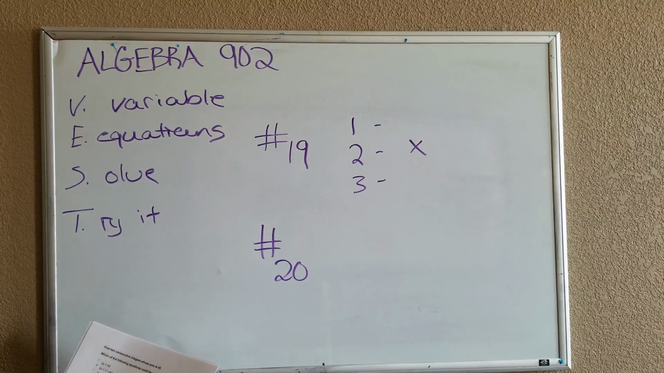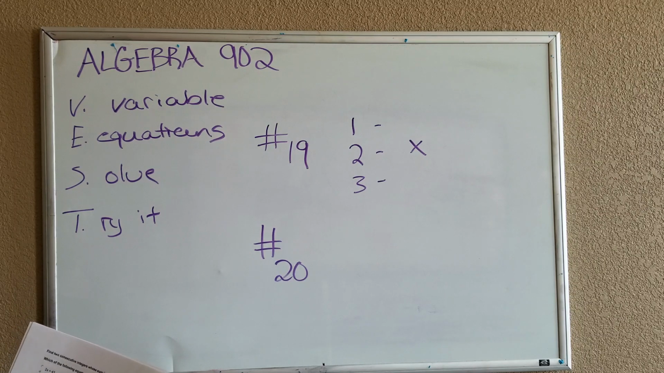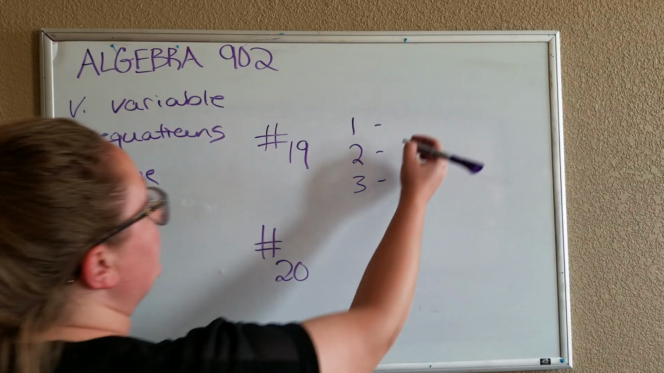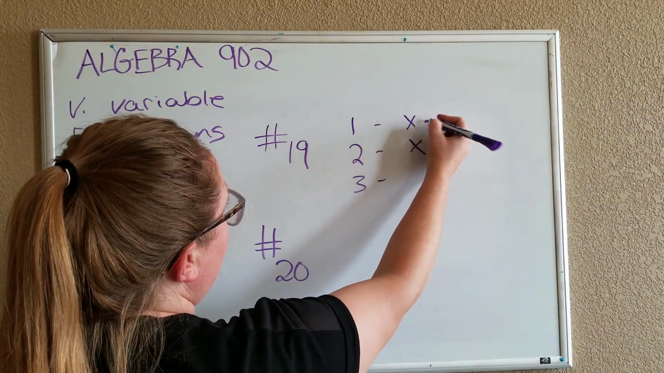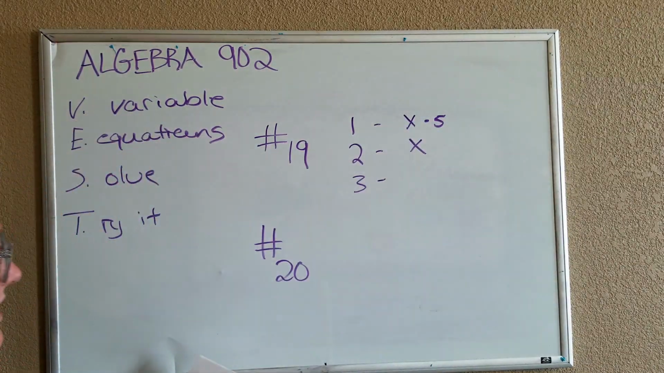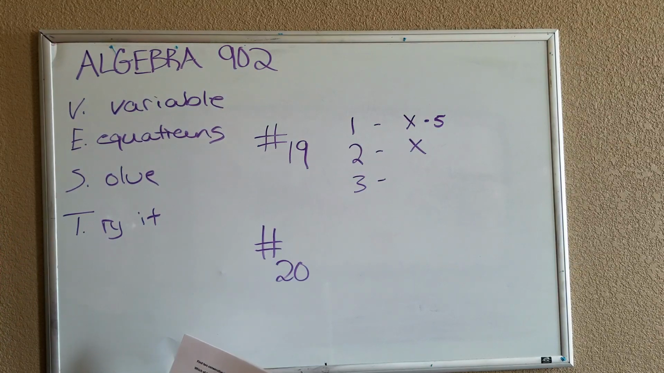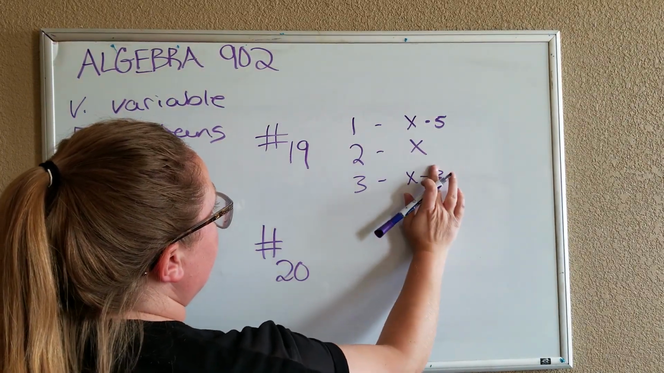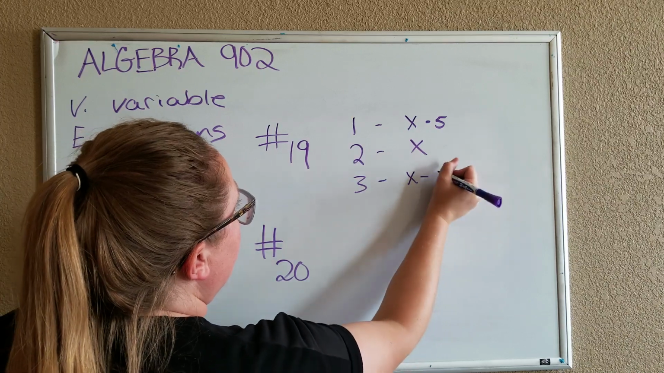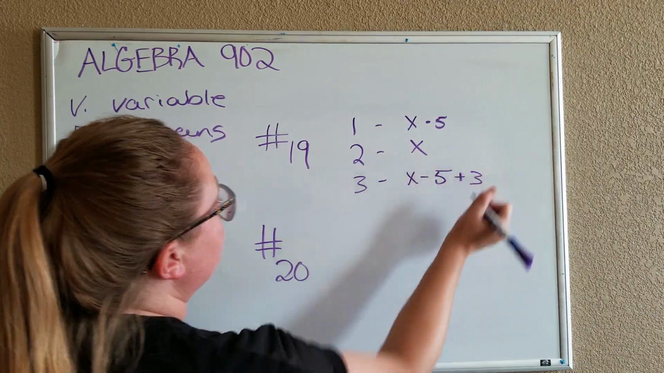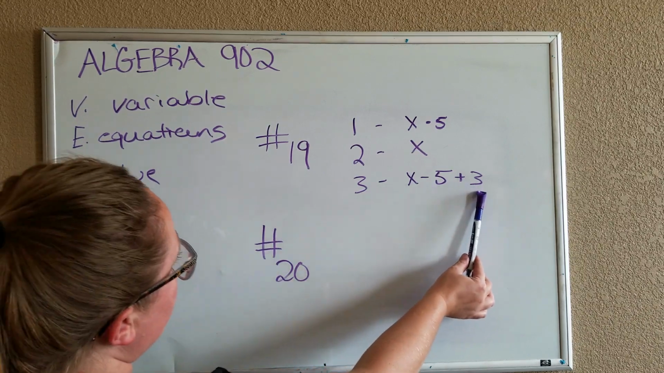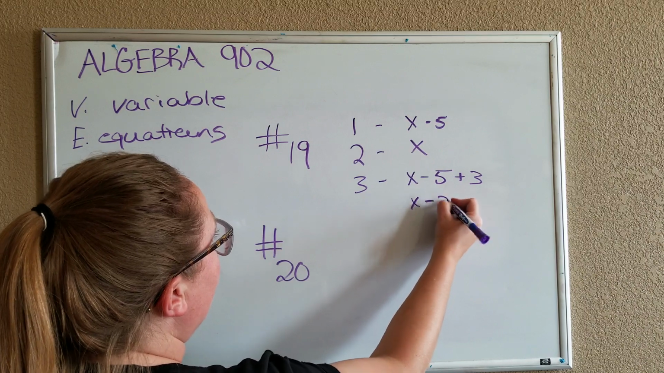Okay, so this is what we know. The first side of the triangle measures 5 inches less than the second side. So that means the first side is going to be X minus 5. All right? And the third side is 3 more than the first. So the third side is the first side, X minus 5, plus 3. 3 more than the first side. So you just add those. Negative 5 plus 3 is going to give you a negative 2.